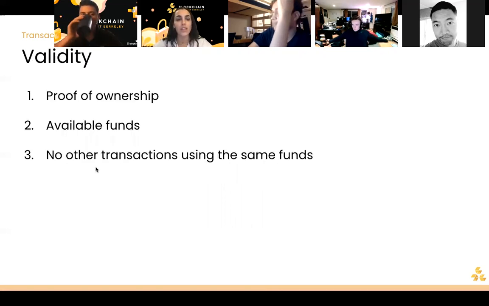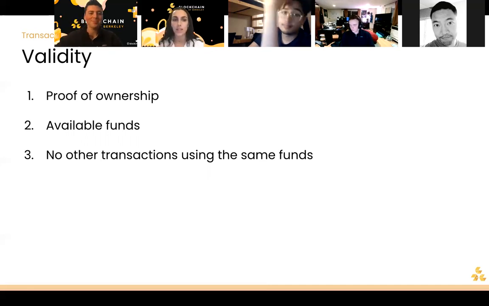And so these are the 3 main things that we think make a transaction valid. Firstly, you need proof of ownership. You have to prove that the money you're about to send actually belongs to you. You need available funds. You need to make sure that you actually have that money that you want to send. And then this last one's a little wonky, but you need to make sure that no other transactions are using those same funds that you're trying to send.